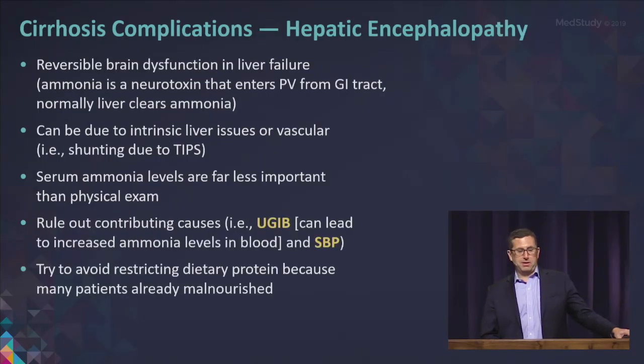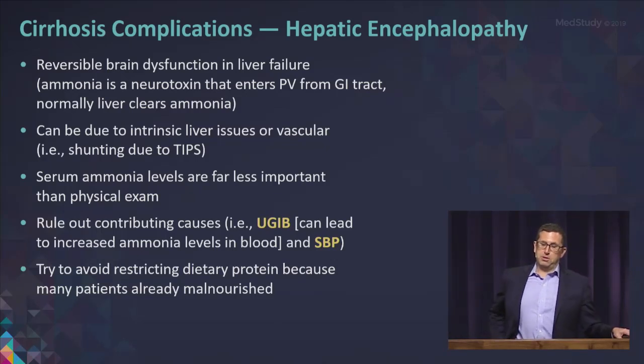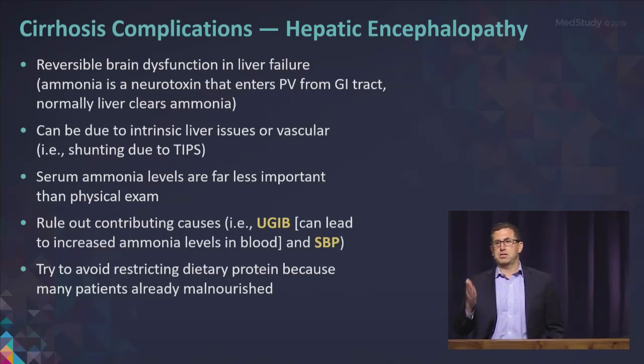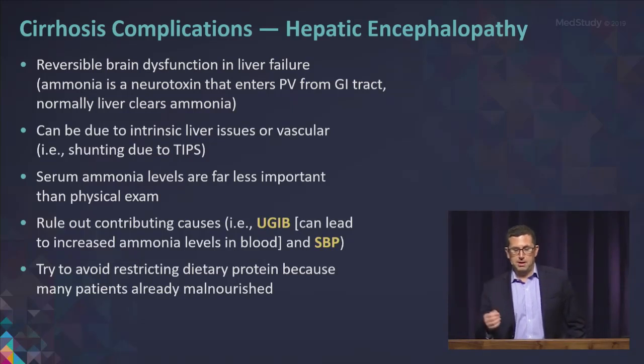Hepatic encephalopathy, this is frequently seen. This is reversible brain dysfunction in liver failure. It's associated with high ammonia levels. It could be due to intrinsic liver issues or vascular issues. So TIPS could actually shunt ammonia past the liver, which could lead to hepatic encephalopathy. Serum ammonia levels don't necessarily correlate with the degree of it.